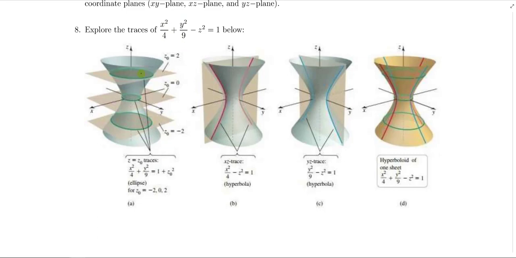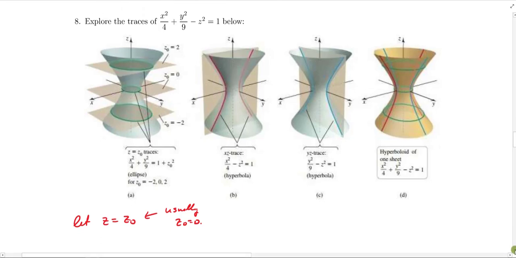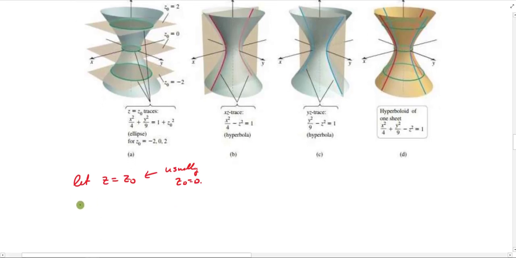So what we're going to do is take this equation right here, and let z equal some z naught value, and we'll take different values for z naught. Usually, the most efficient choice is z naught equals 0, but sometimes you need to pick additional z naught values to get a good idea of what this particular quadric section is going to look like.